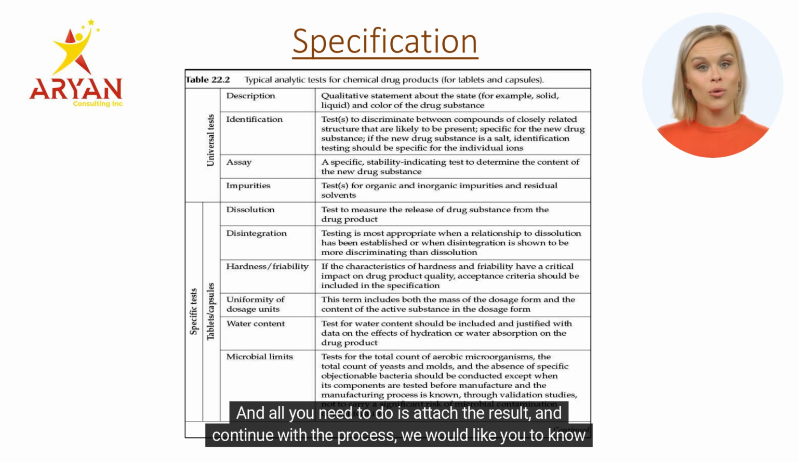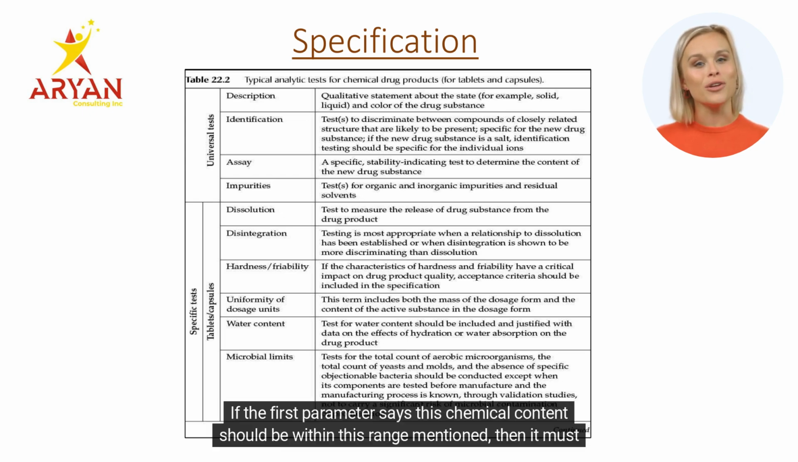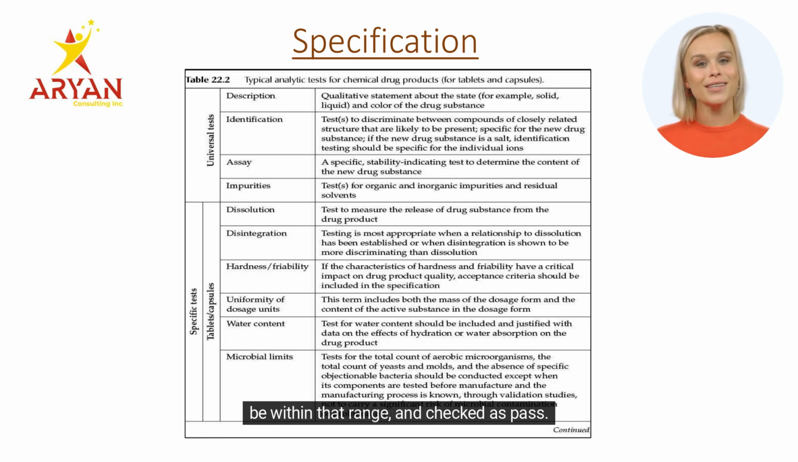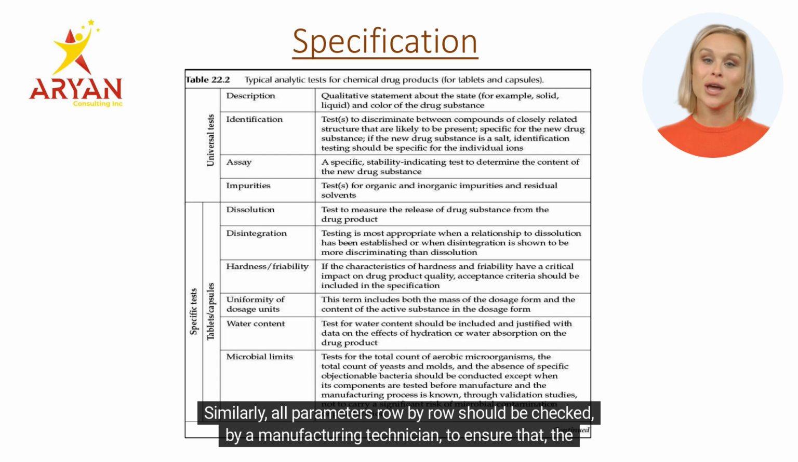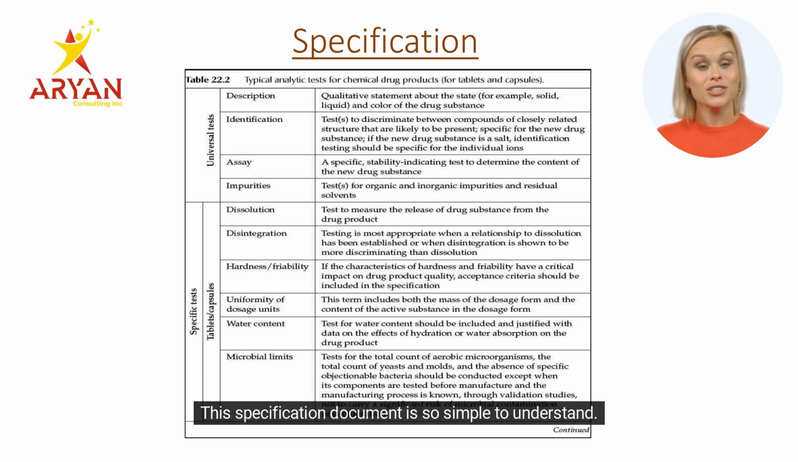We would like you to know and understand how to quickly confirm the assay specification for any errors. If the first parameter says this chemical content should be within the range mentioned, then it must be within that range and checked as pass. Similarly, all parameters, row by row, should be checked by a manufacturing technician to ensure that the lab who performed the test and provided you the results did it correctly. You can check their work, and it is very easy to do. This specification document is so simple to understand.